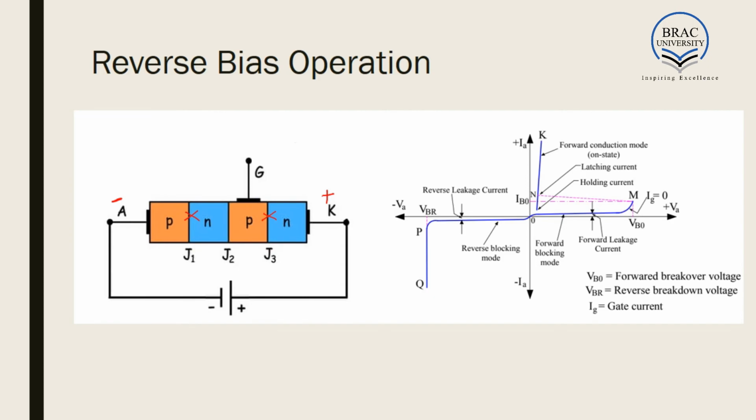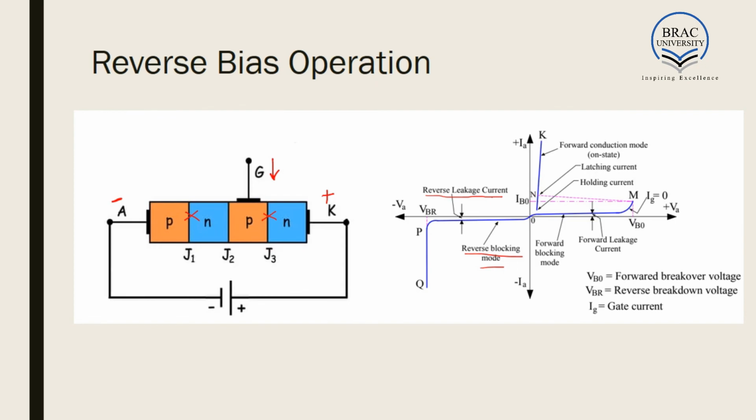As a result, no matter how much Ig, or gate current, we push through, there are two reverse biases, and as a result, no current flows through the SCR. Actually, a very little current flows through the SCR, which is because of the minority carriers, and that current we call reverse leakage current. This mode of operation is called reverse blocking mode. So in reverse bias operation, no current flows through the SCR.